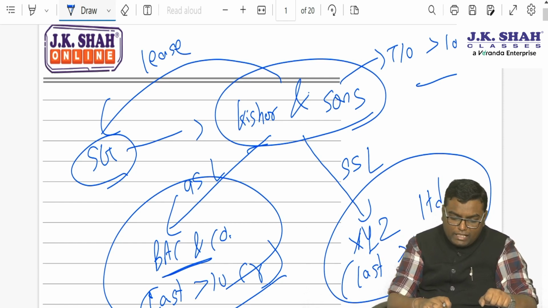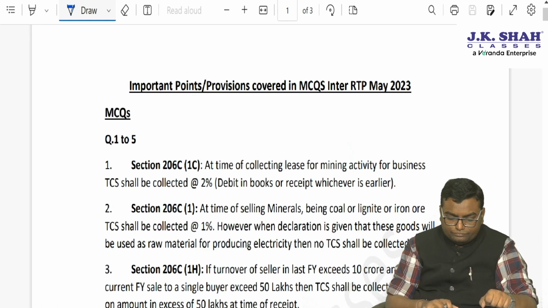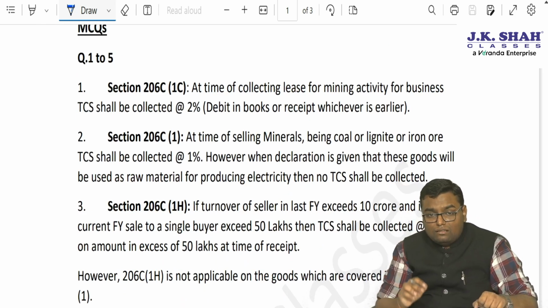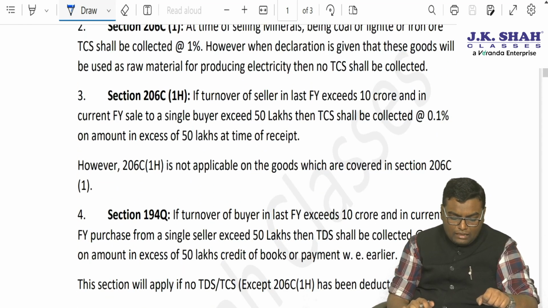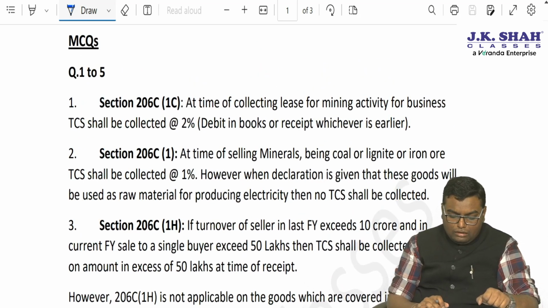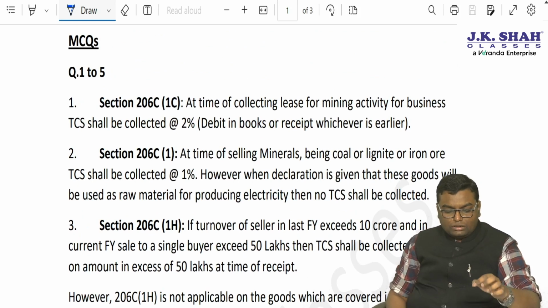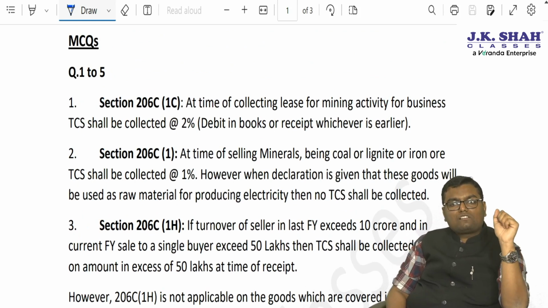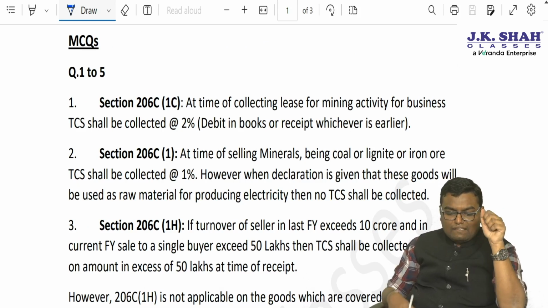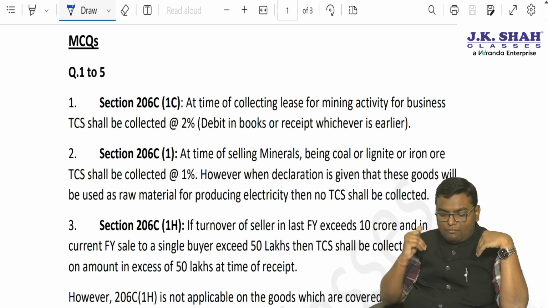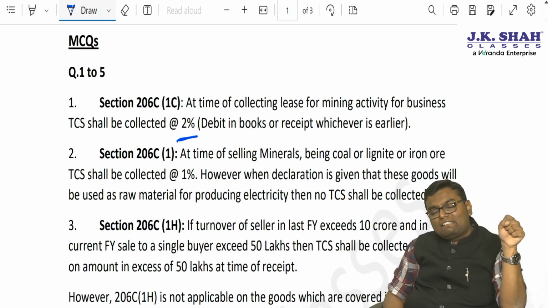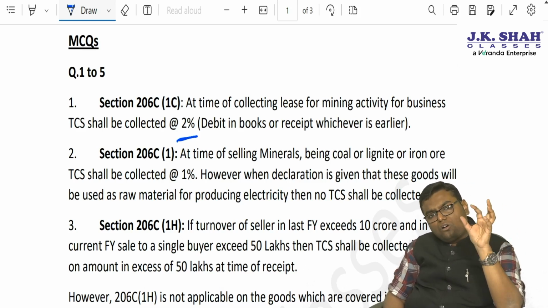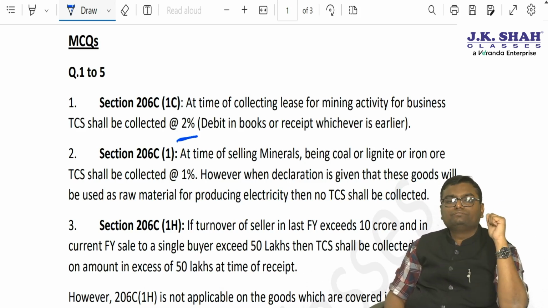But I have made some common points over here. There are some sections and provisions which you have to remember while solving questions 1 to 5, which I have explained in detail over here. The first thing you have to remember is section 206C clause 1C, which says that at the time of collecting lease payment for mining activity for business, on that lease amount, TCS will be collected at the rate of 2%. And this TCS will be collected at the time of debit in the books or collection, whichever is earlier.